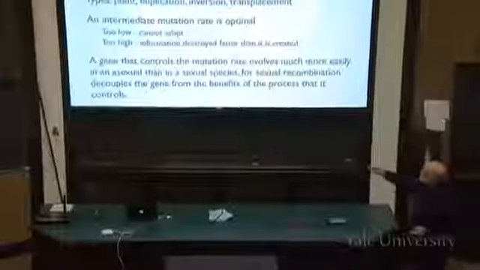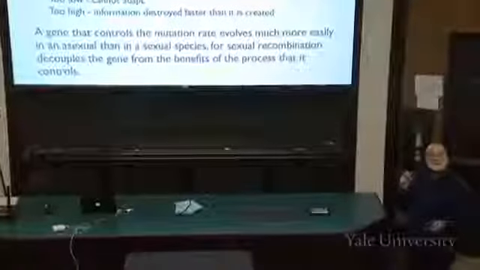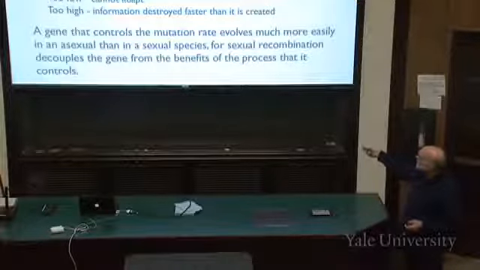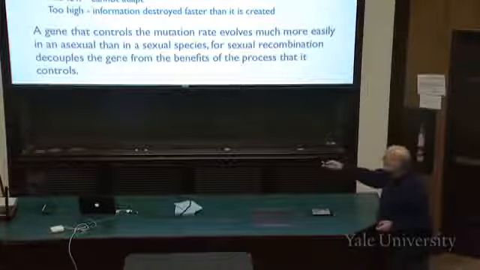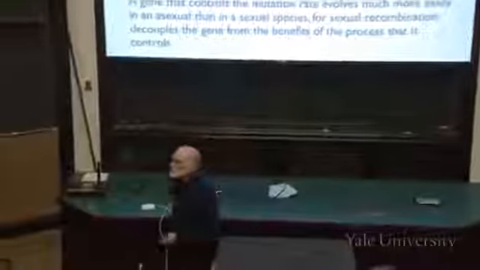Now, a gene that controls the mutation rate will evolve much more easily in an asexual organism than in a sexual species, because sexual recombination uncouples the gene from the benefits of the process. Let me illustrate that.